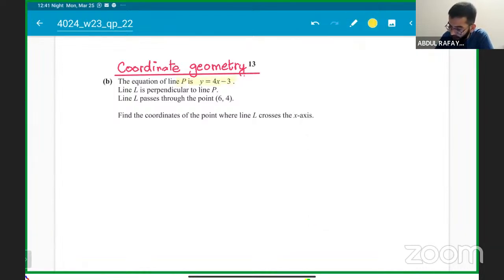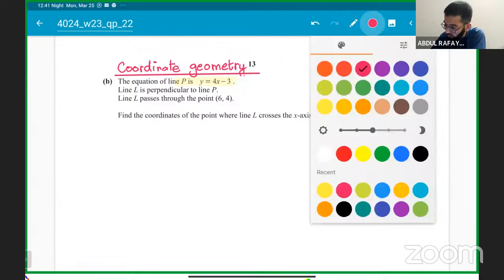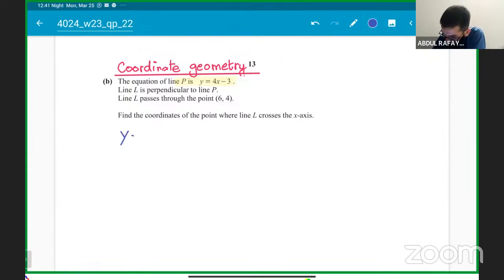So the equation of the line P is y = 4x - 3. Equation of the line P, make sure you note down the information. This is, sir, the equation of the line P, that is 4x - 3. And they are saying that line L is perpendicular to line P.